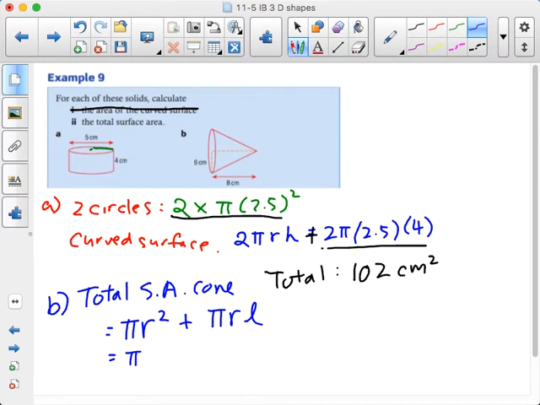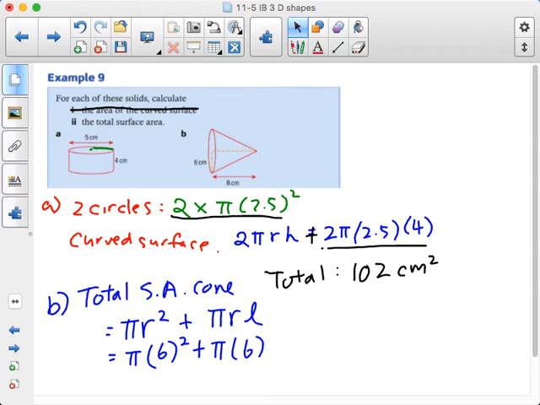So that's going to be equal to pi, and in this case, they actually tell us what the radius is, it's 6, so it's going to be pi times 6 squared plus pi times 6 times, and this is the tricky part, L. L is not 8, because 8 is the vertical height, not the slant height.